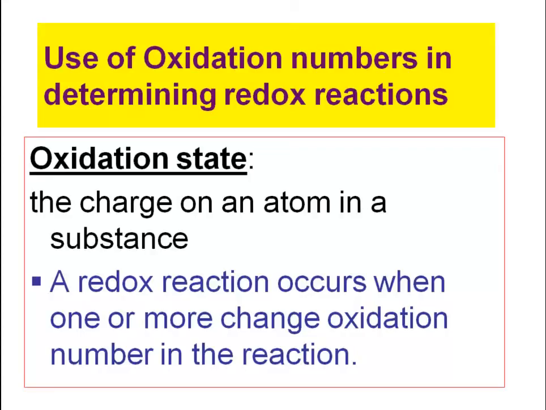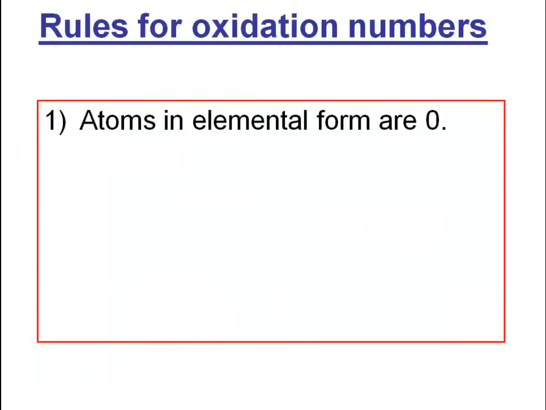So we need to really look at oxidation state, and all this is the charge on an atom in a substance. A redox reaction occurs when one or more changes in oxidation number appear in a reaction. So when the substances in a reaction change oxidation numbers from reactant side to product side, you're dealing with an oxidation reduction reaction. To determine oxidation numbers, there are a few rules to keep in mind.